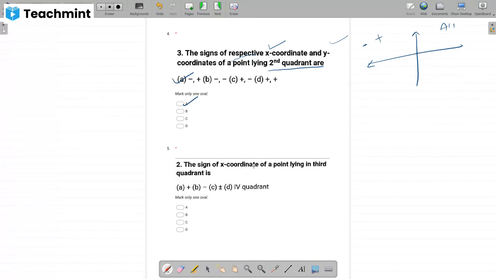Second one is the sign of x coordinate of a point lying in third quadrant is. The sign of x coordinate only, okay, not y coordinate, only x coordinate. We have to find the sign of x coordinate in the third quadrant. So this is our third quadrant. So when you observe, you will find that in third quadrant we have negative x-axis. So the sign of x-axis or x coordinate in the third quadrant is minus. So the correct option is B.